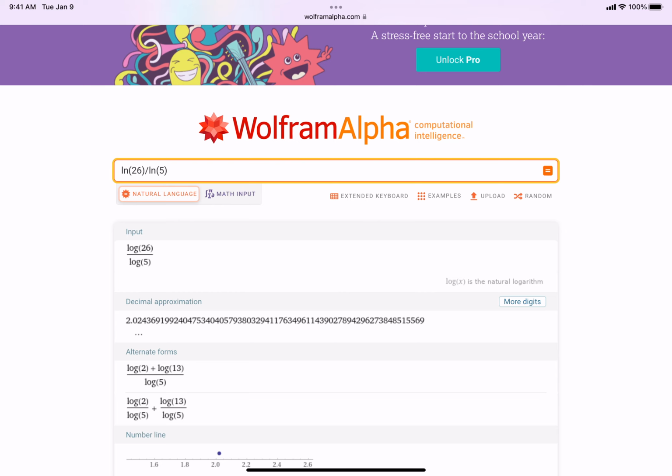Okay, so why is this important? This is important because the ln button is on your calculator. You can type ln on your calculator. There's no log base 5 button probably on your calculator, unless you have a really fancy one. Okay, so this is why the change of base formula is so great. This is how I would type it in on my calculator, okay?